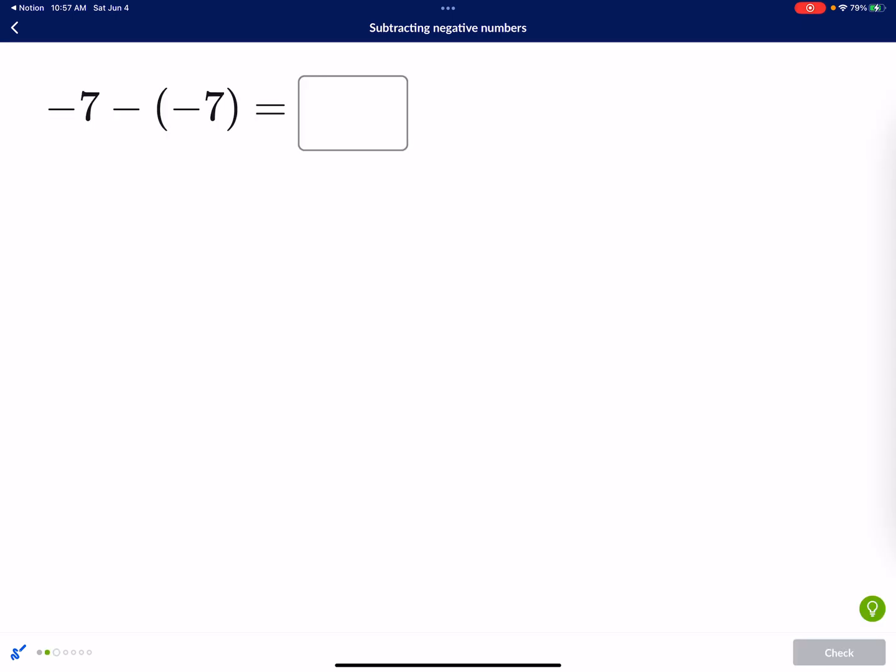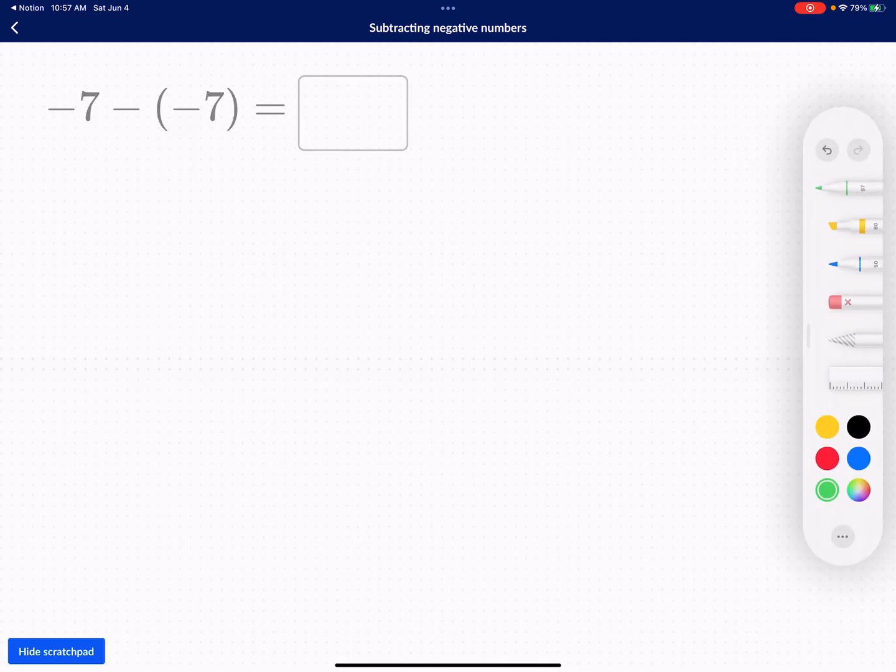All right, let's try another one. I'm going to start with the counters. So I'm going to have 7 negative counters: 1, 2, 3, 4, 5, 6, 7. And I'm going to take away 7 negative counters. So I'm going to take away 1, 2, 3, 4, 5, 6, 7. And what is that equal to? That is equal to 0. Remember, minus negative 7 is the same thing as plus 7, right? Because subtracting a negative is the same thing as adding a positive.